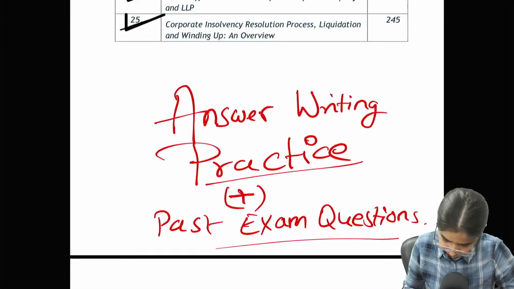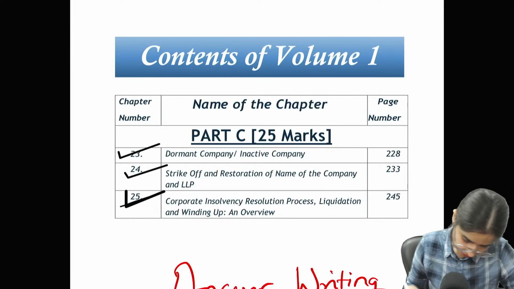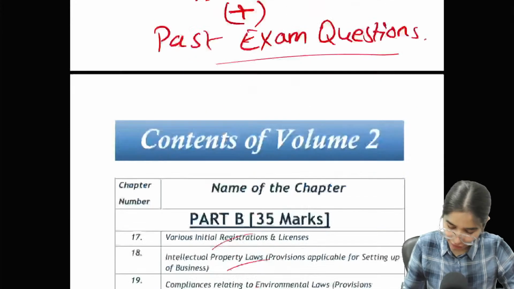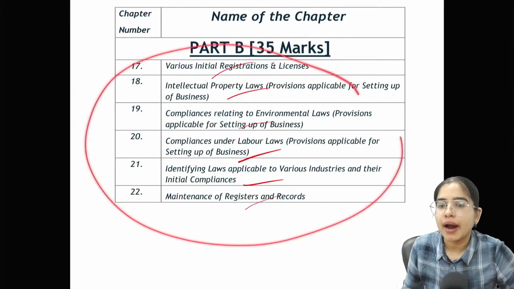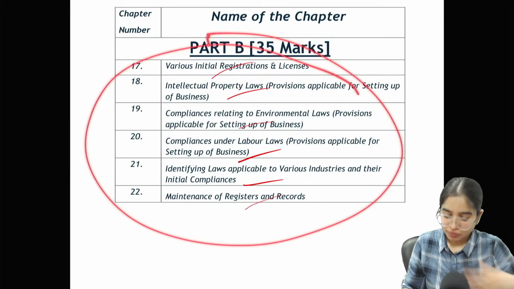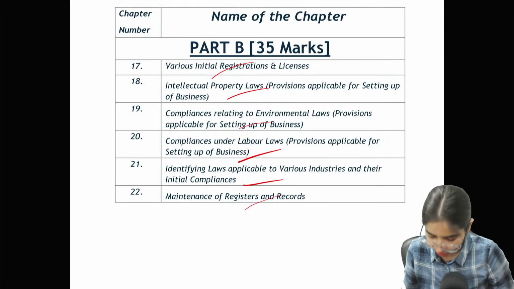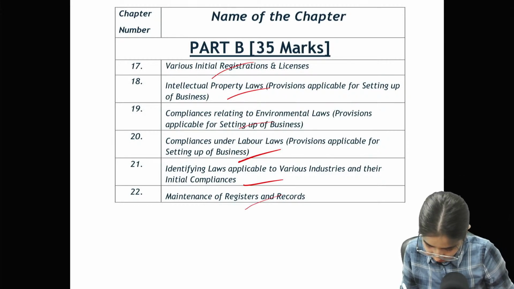After that we will do part C, and after part C we will do part B, right? So now let's start with our last chapter, that is different form of business organization and its registration.